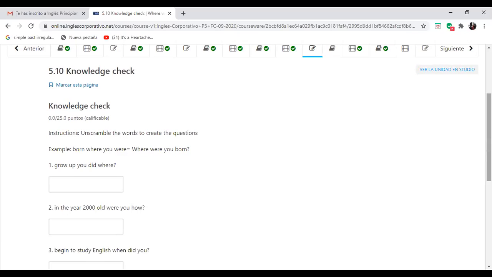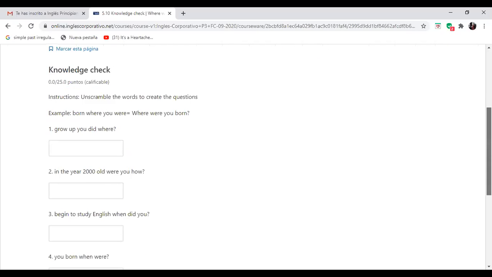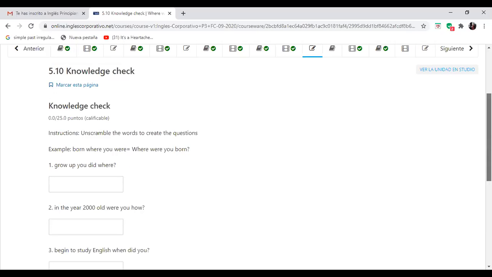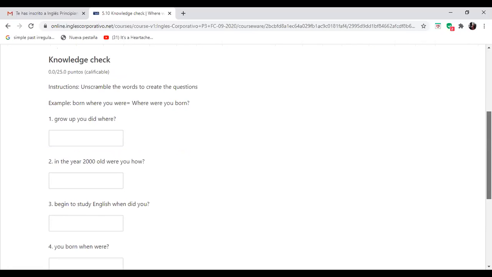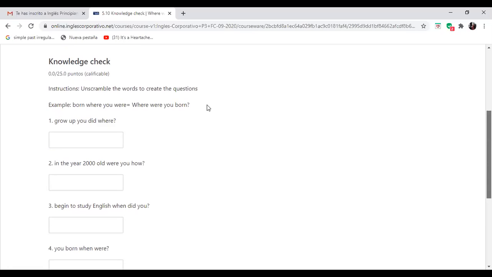Okay, so after we finish this class, you will be able to complete the 5.10 knowledge check that says unscramble the words to create questions. For example, "grow up you did where?" So remember that the structure in here is the WH word first, where, then were. It sounds like the same because they are pronounced the same. Where were you born, right? So WH word plus verb in past and then the complement, okay?